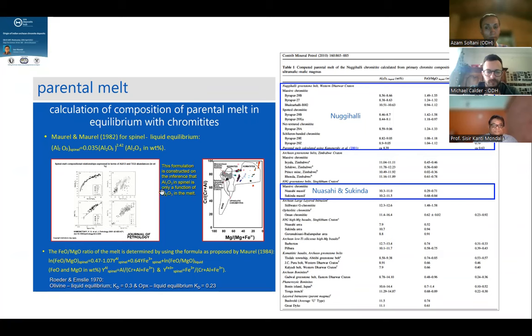So we have conducted many such calculations from the primary composition of the chromites from Nuasahi and Sukinda, and we have found that the composition of the parental melt probably was a high magnesium siliceous basalt or boninitic magma or low alumina chromititic magma. We did the same thing for Nuggihalli and Sargur belt, and the parental magma composition in those belts also gives a composition similar to boninitic magma or high Mg siliceous basaltic magma or low alumina chromititic magma.